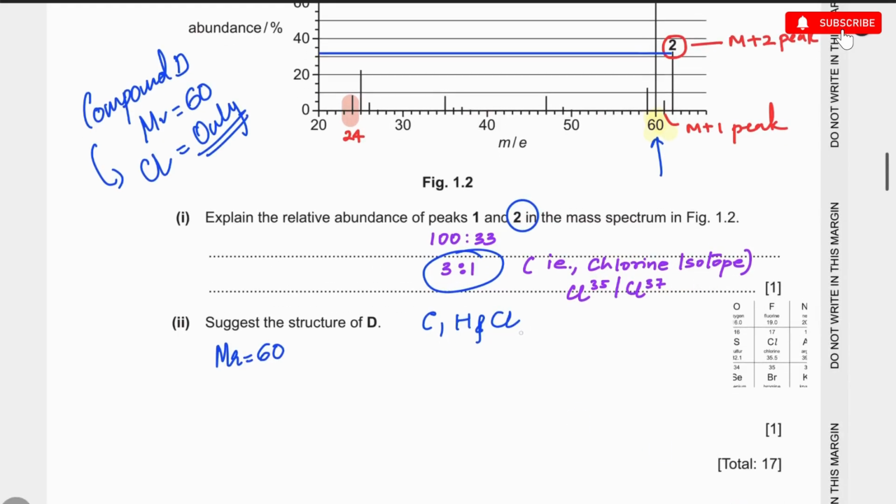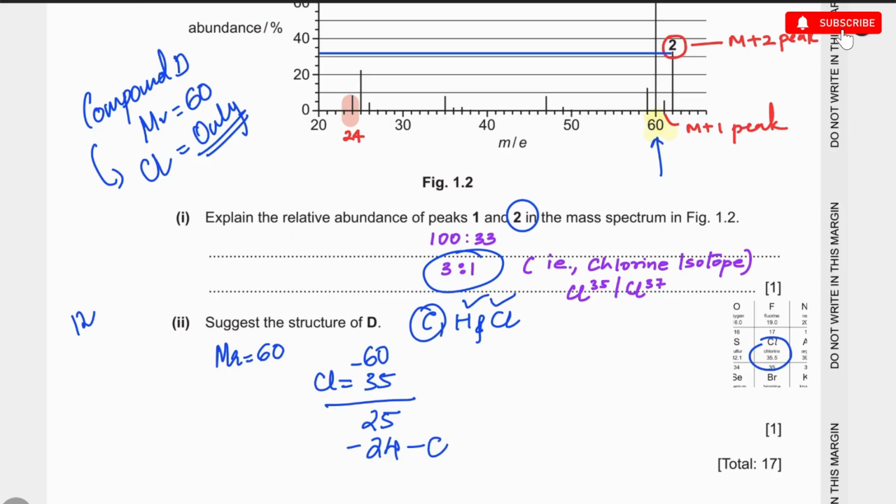If the chlorine is 1, chlorine will come out to be 35. Let's take 35, and the total is 60. So 60 minus 35 gives 25. So 25 can be hydrogen and carbon, since we already got Cl. For carbon, we know that the AR of carbon is nothing but 12. Now what if I add one more carbon? Then it's going to be 24 from carbon. Let's check if I have got 24.